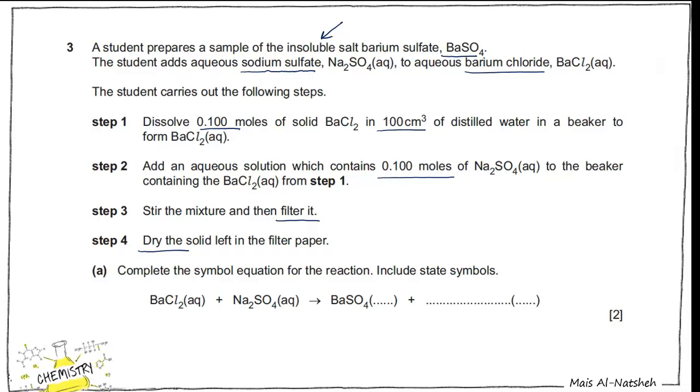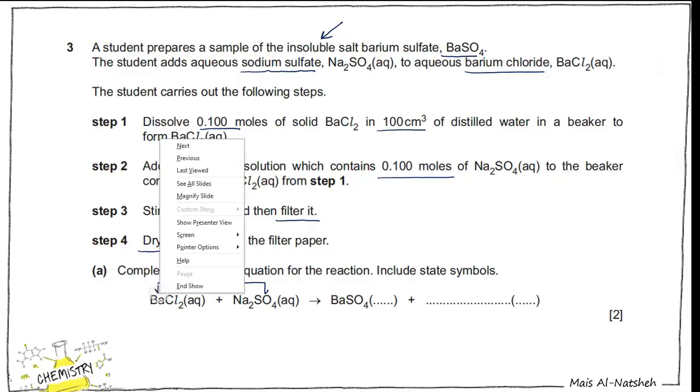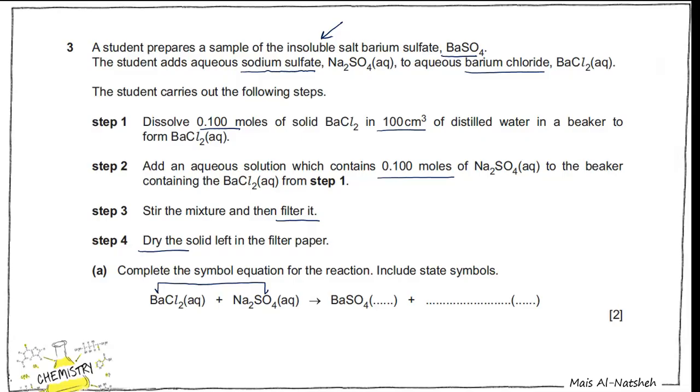Complete the symbol equation for the reaction. Include state symbols. First of all, we can notice barium chloride reacts with sodium sulfate. The first product is barium sulfate. So the barium positive ions combine with the sulfate negative ions, and they will form barium sulfate. Then the sodium ions will combine with the chloride ions to form NaCl. So the other product is sodium chloride.